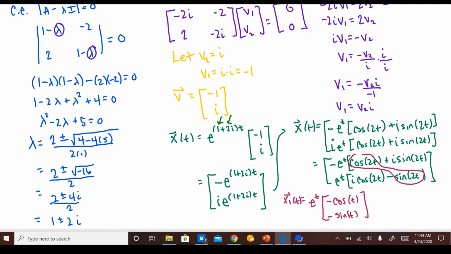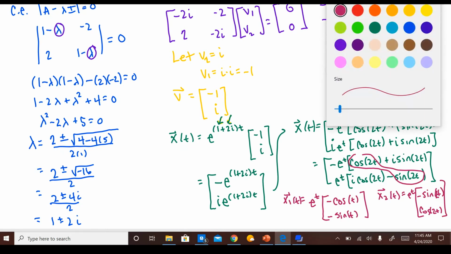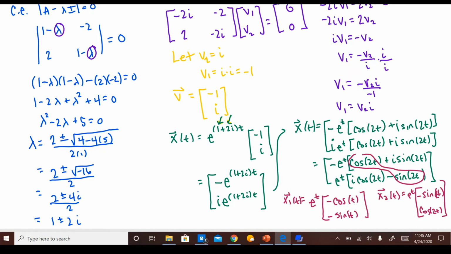And my second solution, x sub 2 of t, is going to be the imaginary parts. So that's going to be e to the t times negative sine of 2t and cosine of 2t. That one should be 2t as well. I'm running out of space, but I'm sure you can make the conclusion. Then we could say the general solution is c sub 1 x sub 1 plus c sub 2 x sub 2, using these two particular solutions as x1 and x2. If we wanted to turn it into a particular solution, then we would also need initial conditions.